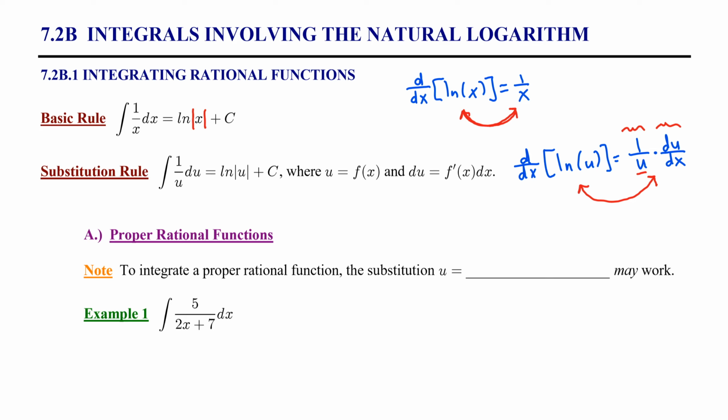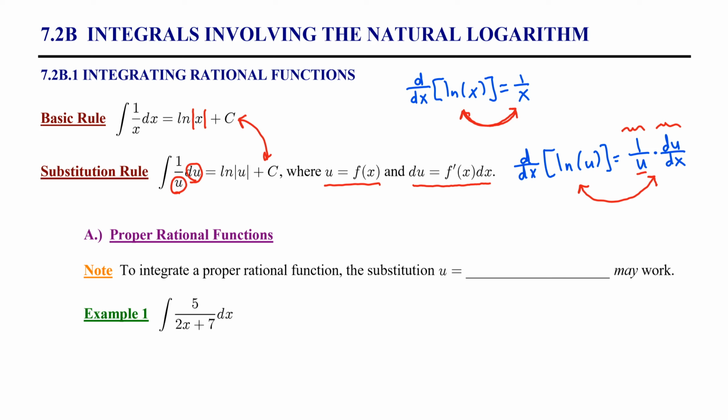So the substitution rule, integral of 1 over u du equals the natural log of the absolute value of u plus c, doesn't really look too much different than the first formula. Instead of having an x there, I have a u. But we have to recognize that u is a function of x. So we'll have a function of x in the denominator position. And the derivative of u is another function of x, so we'll have a function of x here as well.